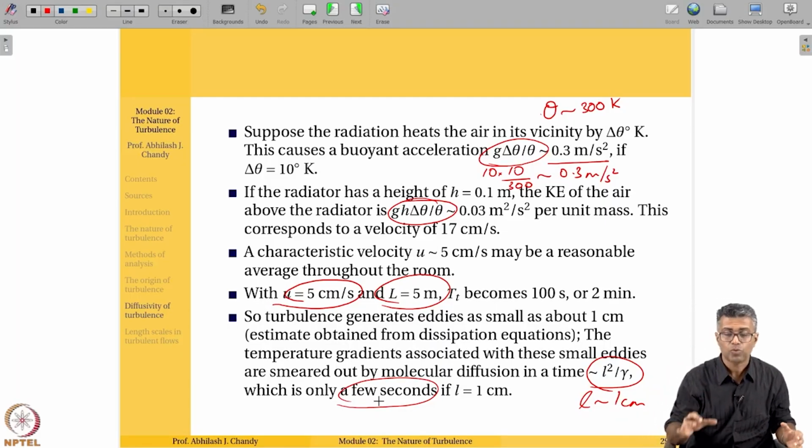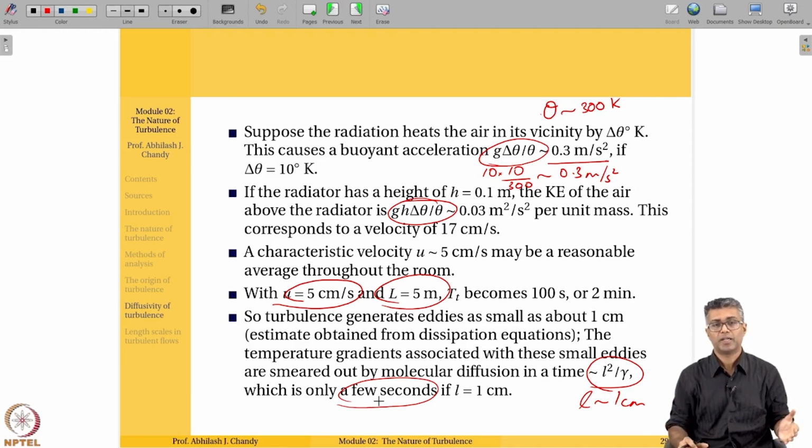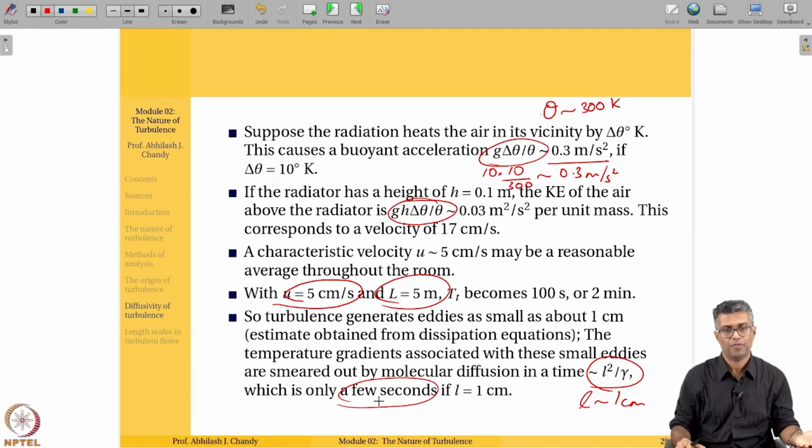This is how different turbulent flow is compared to laminar flow. We illustrated that through a case study of heat transport in a room. We looked at two cases, one where there was no airflow, so heat is transported only through molecular diffusion, and one where there is a turbulent airflow. And you saw the difference.